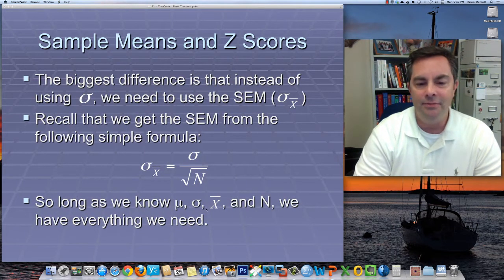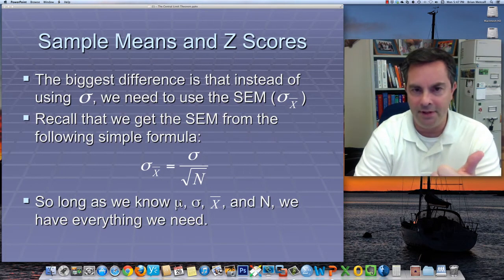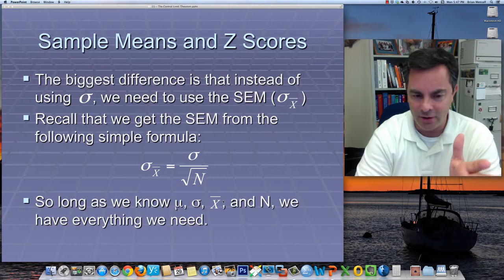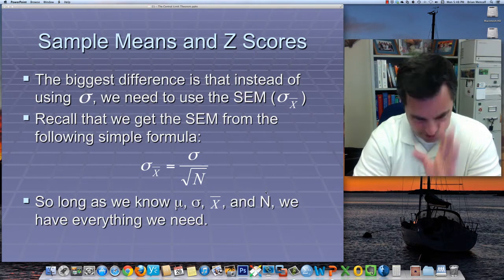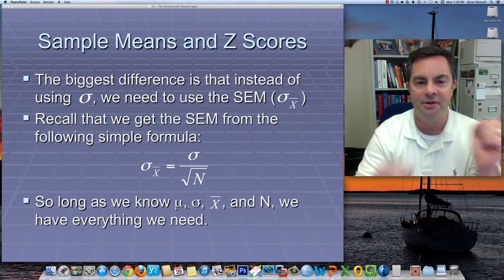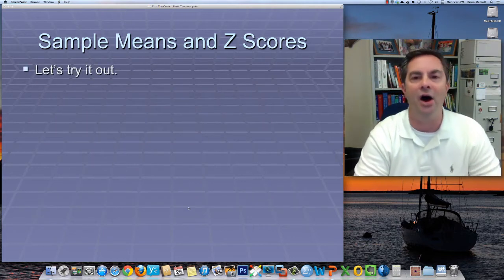So as long as we know these four things, we're set to go here. Okay, we still need to know the population mean. We still need to know the population standard deviation. We, of course, need to know the mean from the sample that we're studying, and that's in our control. We know how many people we've studied, so we know n. So if we know the size of our sample and what their mean is, and these two population parameters, we're ready to go forward and backward. We have everything we need. So let's try it out.